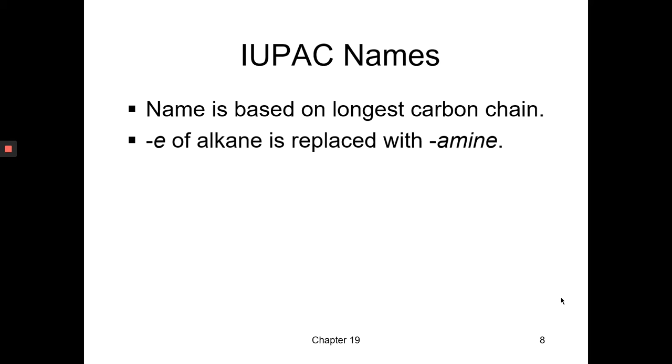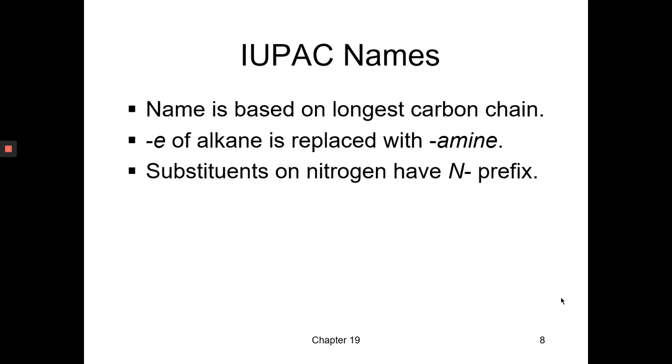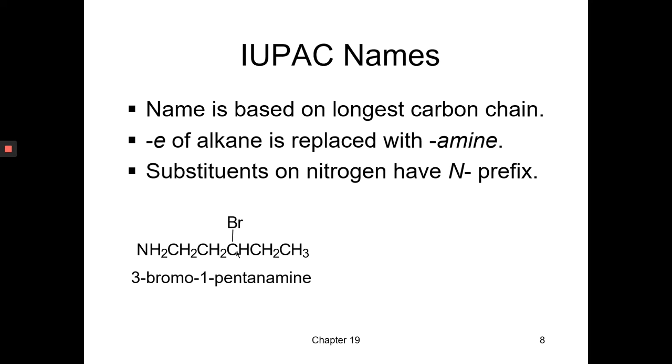For the IUPAC system, the name is based on the longest carbon chain, and the suffix is amine. We drop the E from the alkane name and replace it with the suffix amine. Substituents on the nitrogen will have a capital N prefix. Okay, so here, the longest chain is 5. Okay, so that's pentane. And this is pentan-1-amine, and the bromo is on carbon number 3. So this is 3-bromo-1-pentanamine, or 3-bromopentan-1-amine.